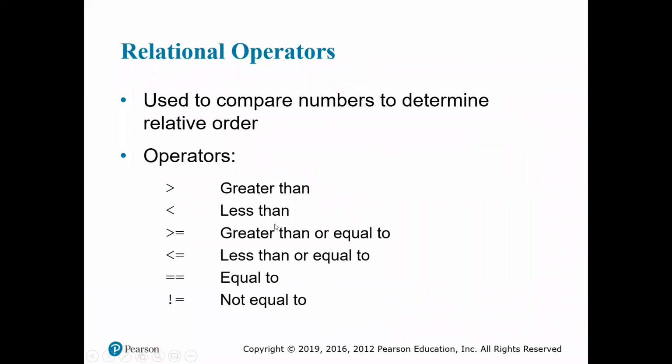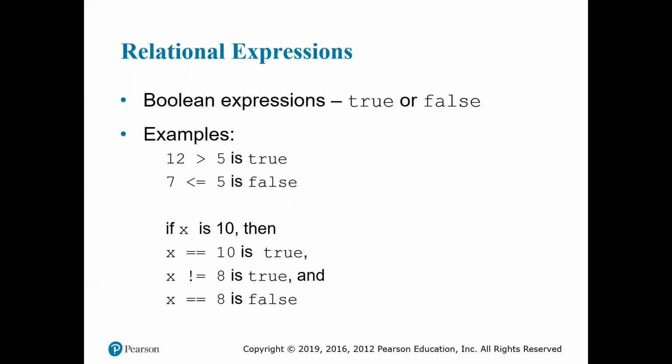Okay. And then if you want to check to see if something's not equal to something, you can ask that by putting an exclamation point followed by equals. And that's called a negation operator. That exclamation point just means the opposite of. So the opposite of equals means not equals. Okay. So when you do your expressions, they're going to evaluate to true or false.